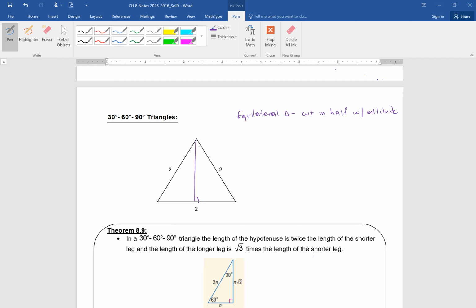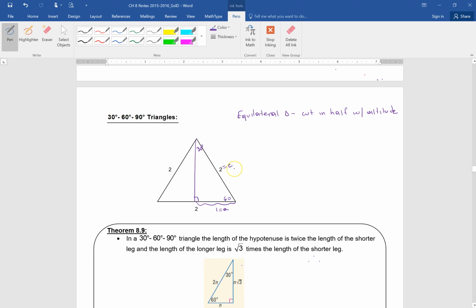So when that happens, this angle was 60, because it's equilateral, so this is equal to 60. That means how big is this angle? 30 degrees. And now, this side gets cut into two. So each one of these is how big? 1. And let's call that A, and this is C.